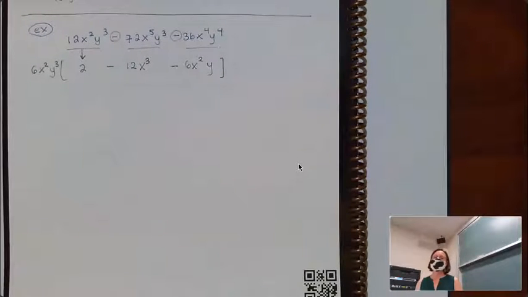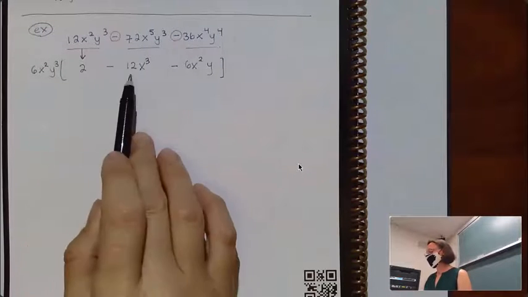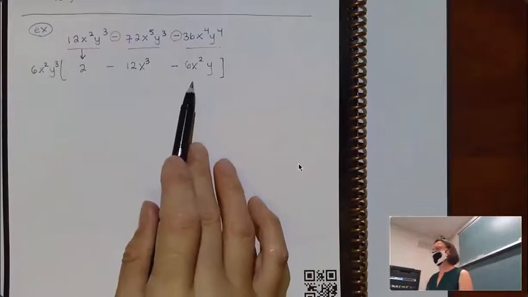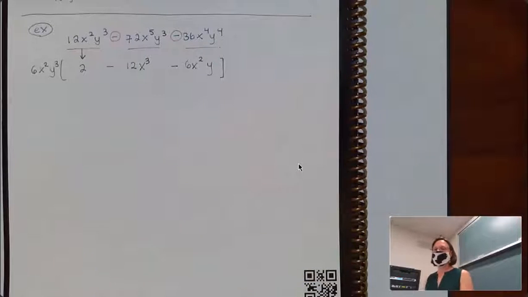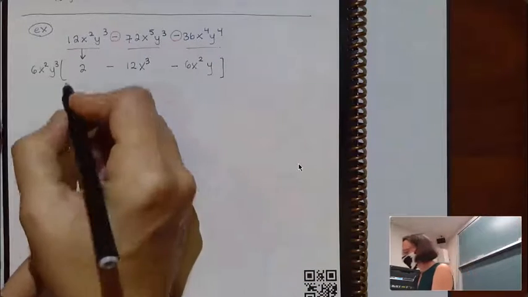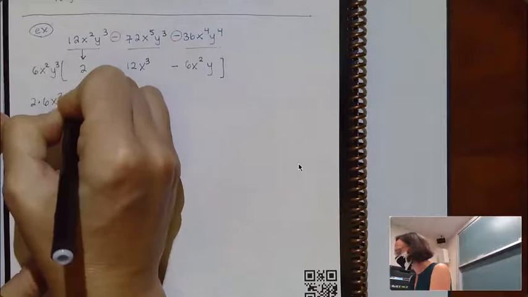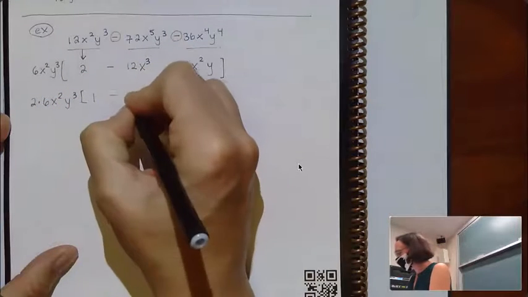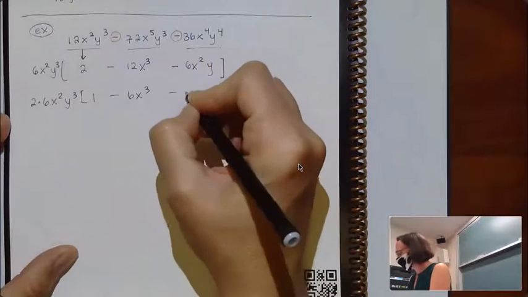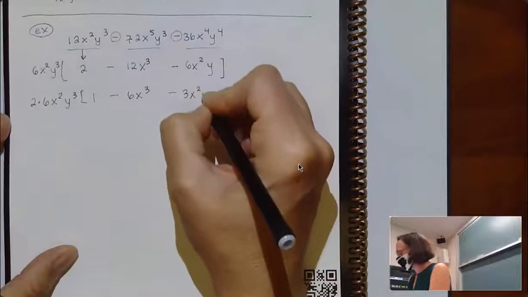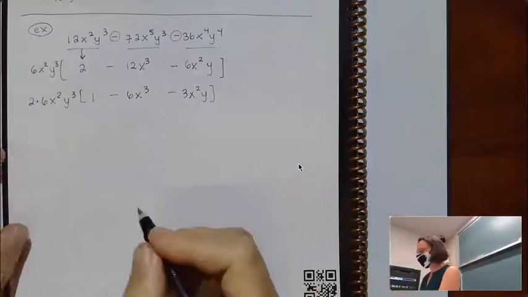But then I could look at that and say, oh, wait, let me just do a quick check. Did I really get everything? I didn't, because I can still grab a 2 from 2, 12, and 6. And it's okay if you ended up doing it in 2 steps. So if I pull another 2 out so that I have 2 times 6 times x squared y cubed, then we'd have y minus 6x cubed minus 3x squared y. Totally fine.